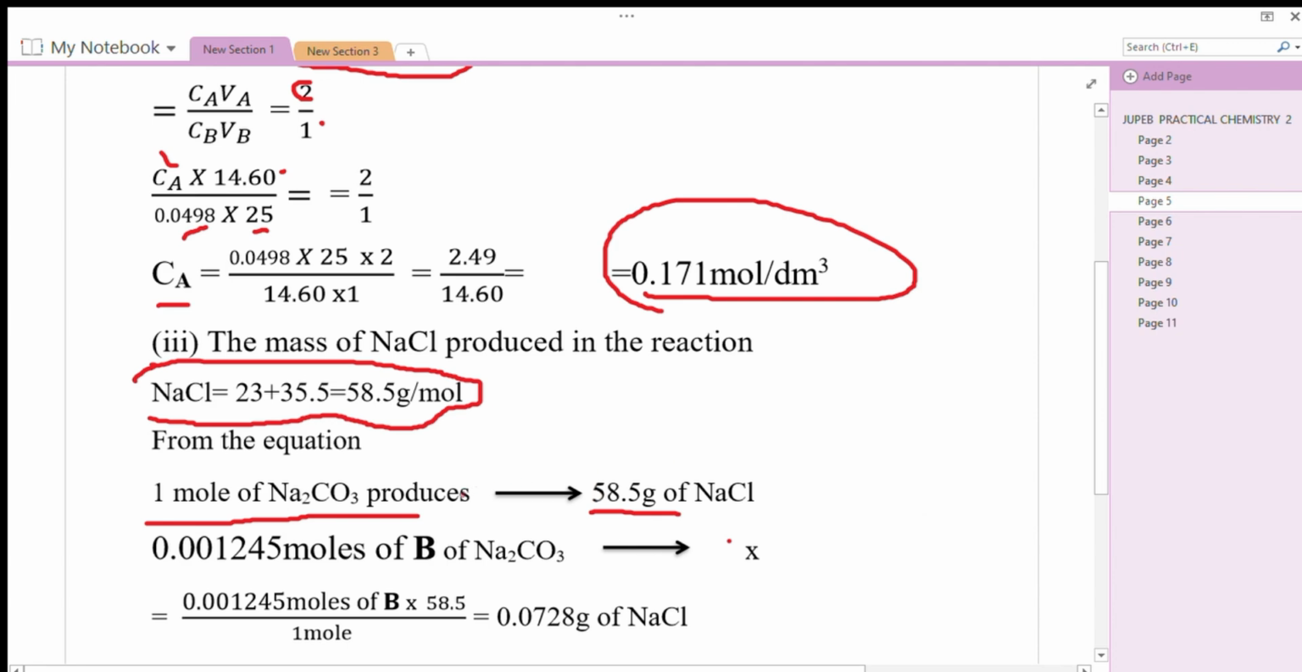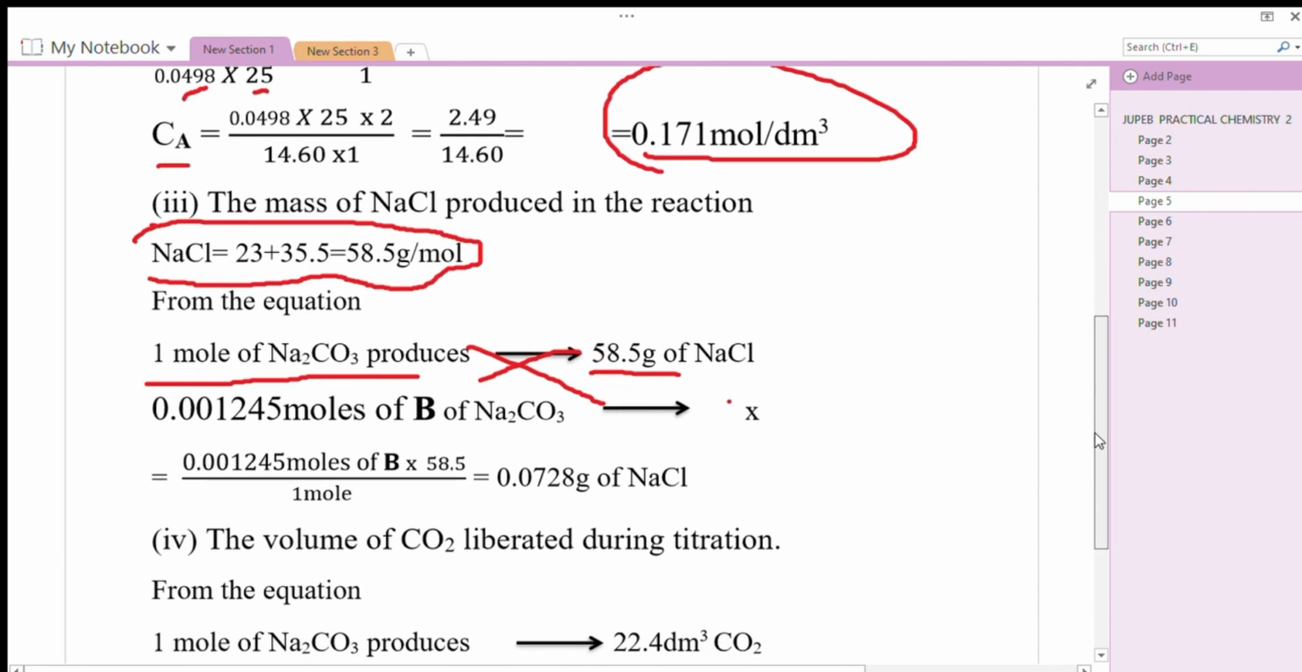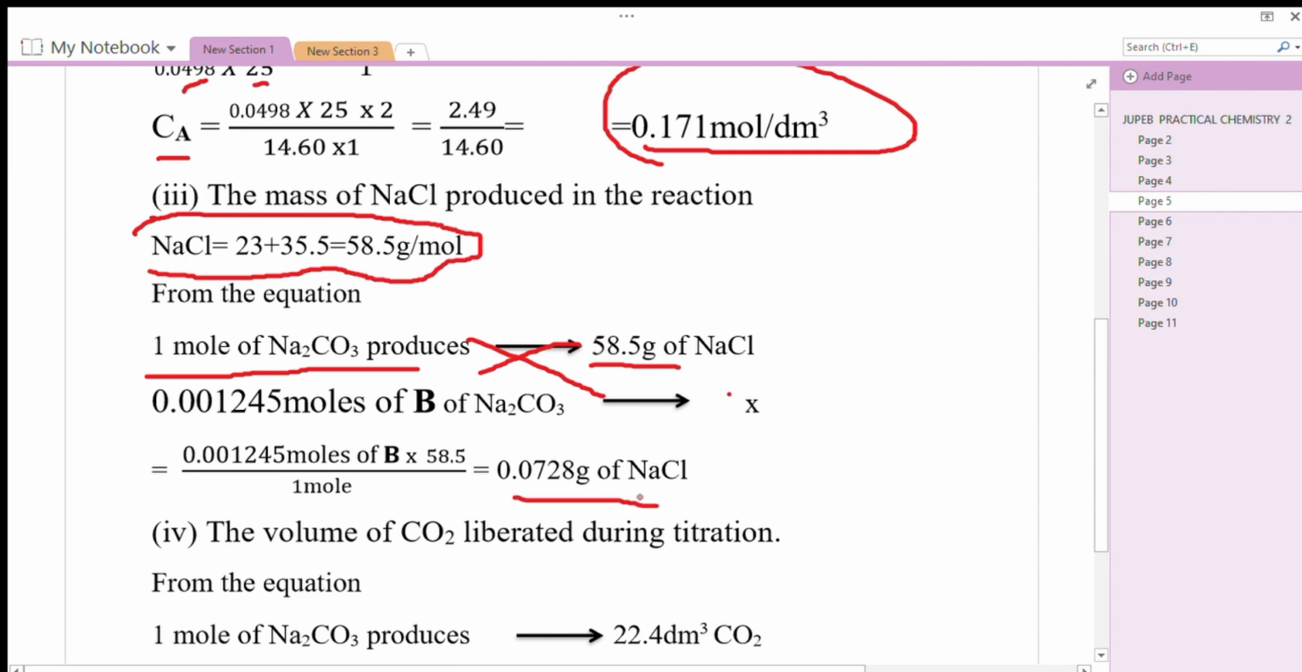So when I cross multiply that value, then I'm going to have something like this. The mass of sodium chloride is going to be 0.0728 gram of sodium chloride. Are you following closely? Okay, getting more interesting, right?